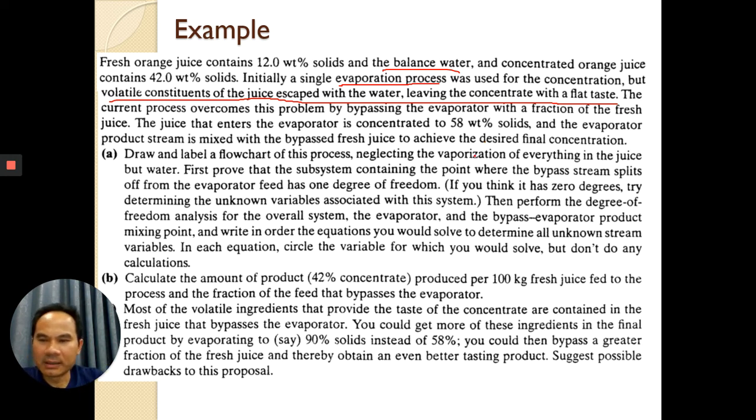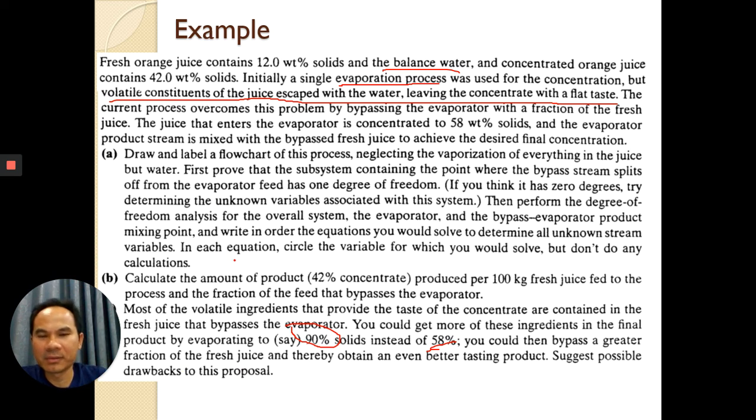Okay. And C, most of the volatile ingredients that provide the taste of concentrate are contained in the fresh juice that bypasses the evaporator. You could get more of this ingredient in the final product by evaporating to 90% solid instead of 58. You could then bypass a greater fraction of the fresh juice and thereby obtain a better tasting product. Suggest the drawback of it.